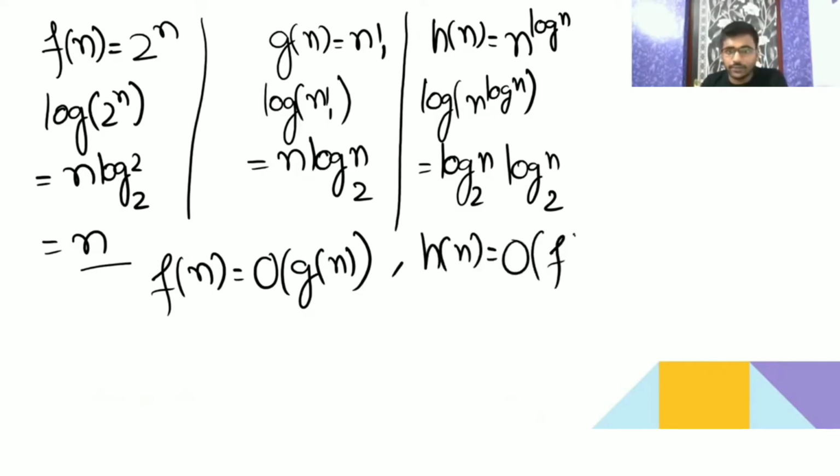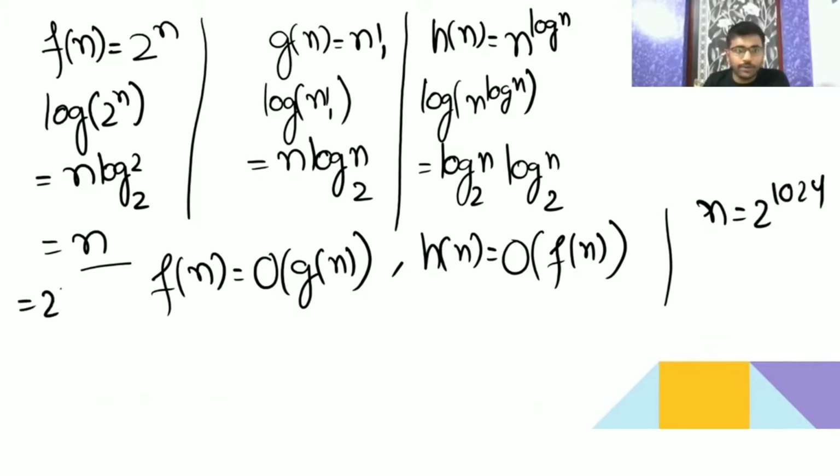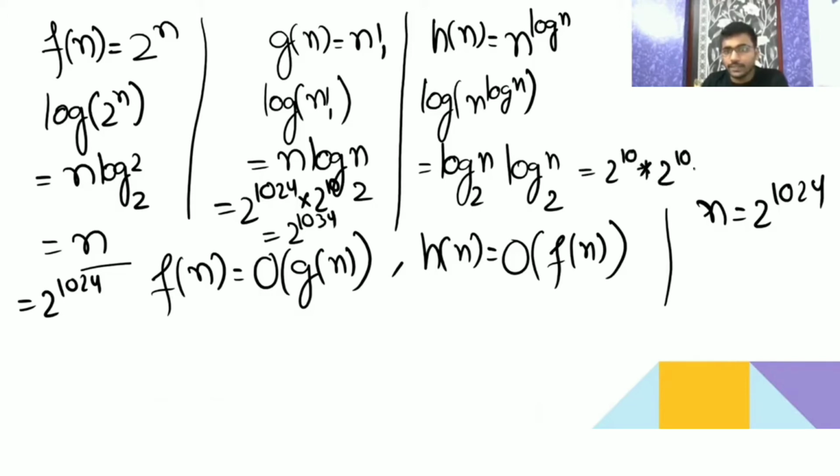If you are getting confused, then take some number like n equal to 2 to the power 1024. So here you are going to get 2 to the power 1024. Here you are going to get 2 to the power 1024 into 2 to the power 10, because the power term will come here, so it is going to be 2 to the power 1034. And here you are going to get 2 to the power 10 into 2 to the power 10, so 2 to the power 20. So the smallest term is Hn. So Hn is smaller than big O of Fn. Hn is even smaller than Gn. So Hn is always going to be equal to big O of Gn.